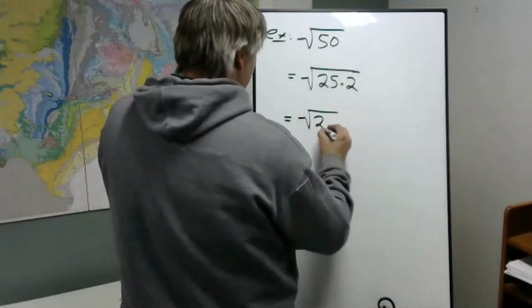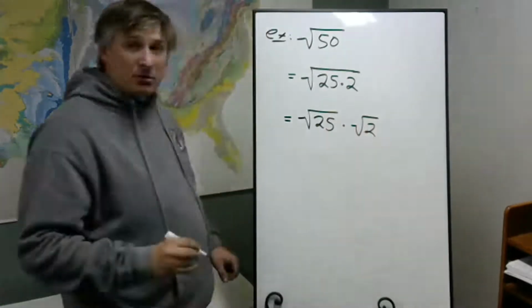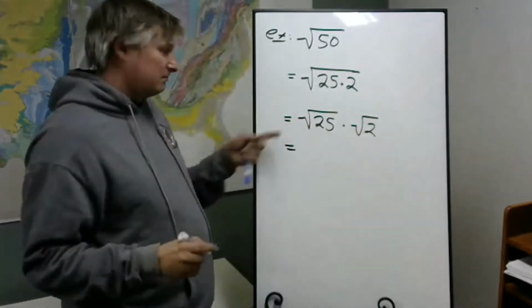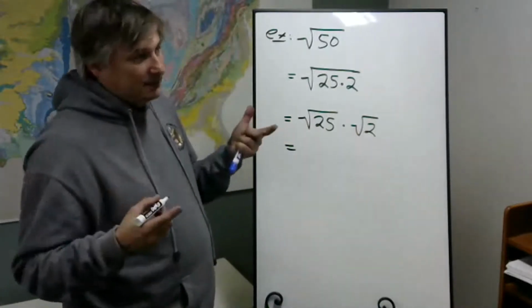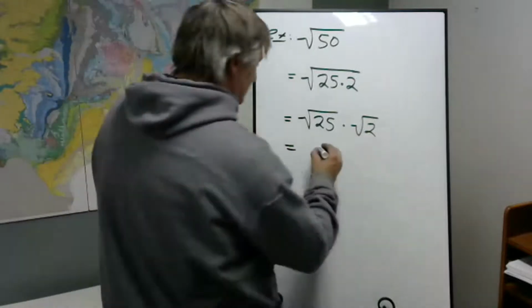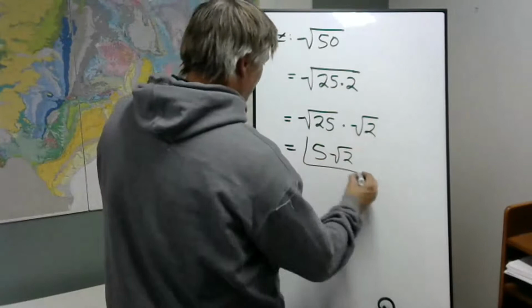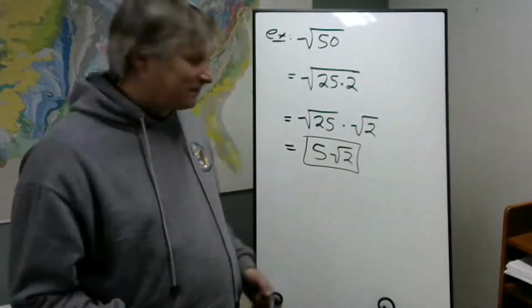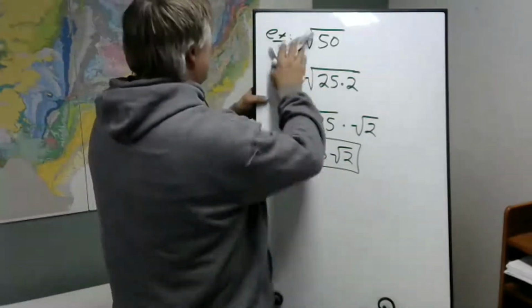But we can write this as this product. And then the square root of 25, we're thinking positive square root. Again, it's an even root. 5 square root 2. So that's going to be our answer. So I want to mention this real quick.